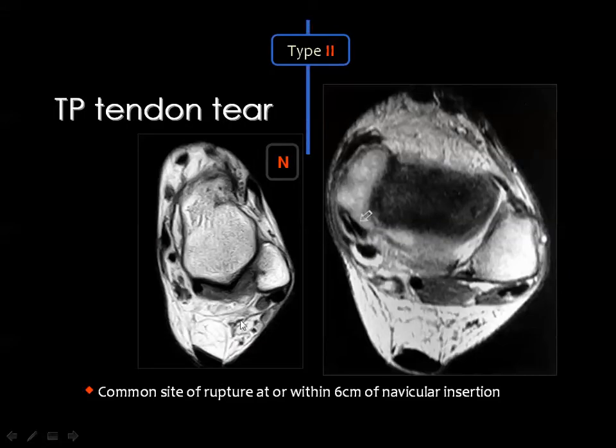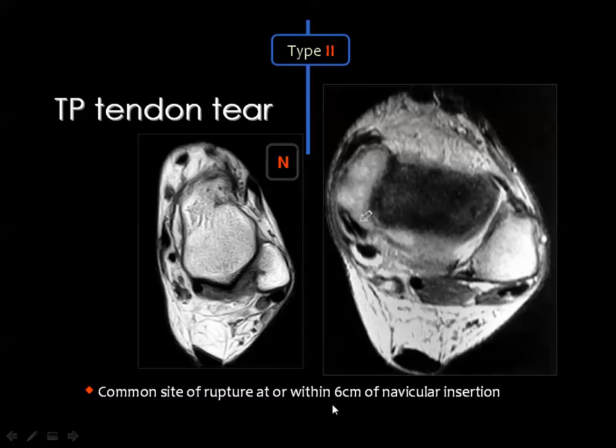In type 2 injury, the tendon is split into two halves. Then you compare this tendon by this one. This is the normal tendon, tibialis posterior, flexor digitorum, flexor hallucis. The tibialis posterior here is split into two halves. The flexor digitorum is surrounded by fluid, denoting the presence of tenosynovitis, and this is the flexor hallucis longus.